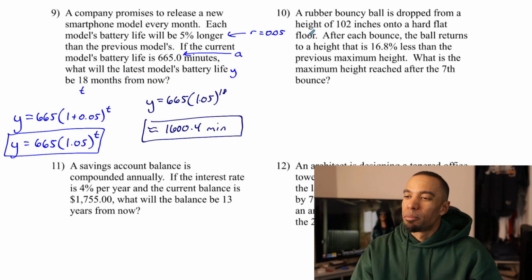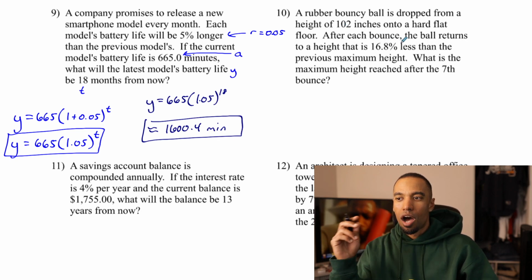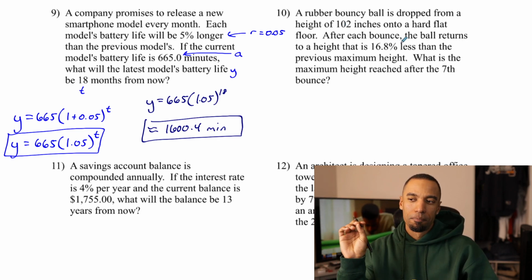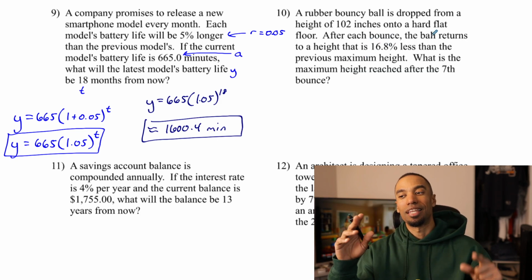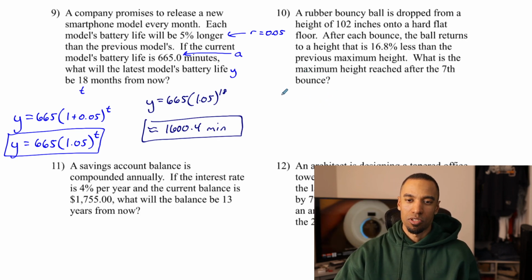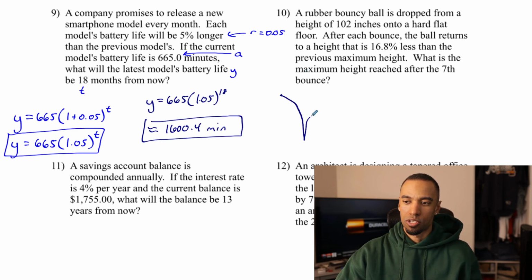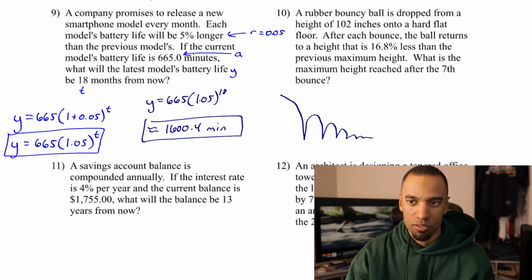All right, number 10. A rubber bouncy ball is dropped from a height of 102 inches onto a hard, flat floor. After each bounce, the ball returns to a height that is 16.8% less than the previous maximum height. What is the maximum height reached after the 7th bounce? So the ball starts up here, it bounces, hits up here, a new height, bounces, hits up here, a new height. That's 16.8% less than the previous one. What happens after 7 bounces?